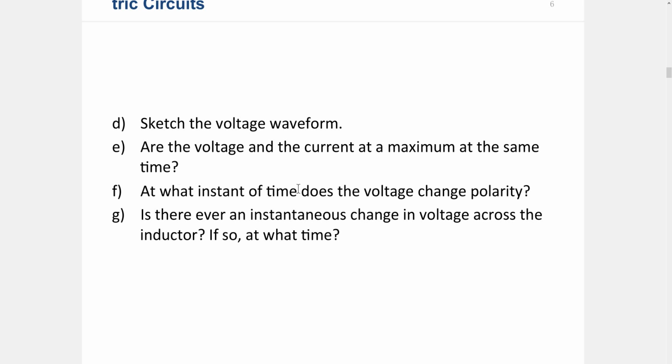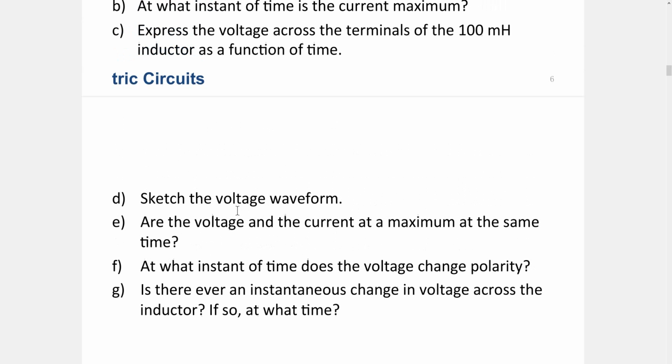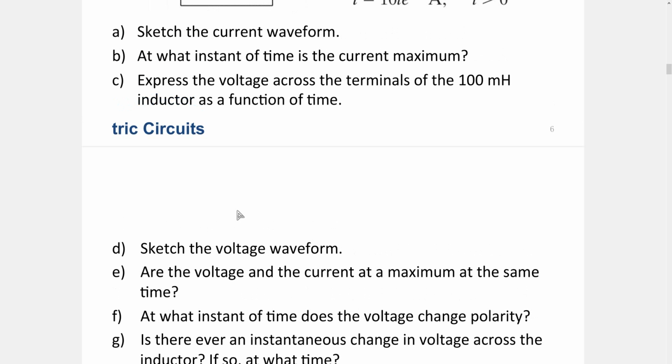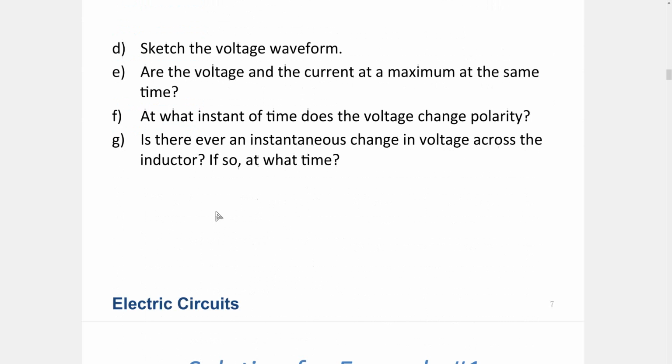At what instant of time does the voltage change polarity? Is there ever an instantaneous change in voltage across the inductor? If so, at what time? Now, let's take a closer look and try to answer these questions, because each answer to these questions will help us to understand the behavior of the inductor in a better way.